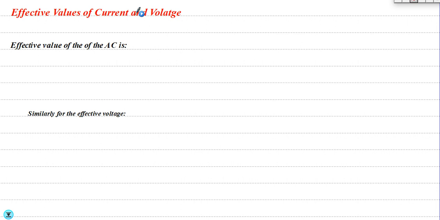We're going to continue the lesson of the alternating sinusoidal current. Actually, we want to know the effective values of the current and the voltage. We have proven previously the AC equation to be I equals I maximum sine (omega t plus phi).